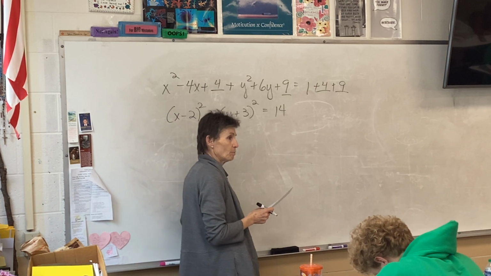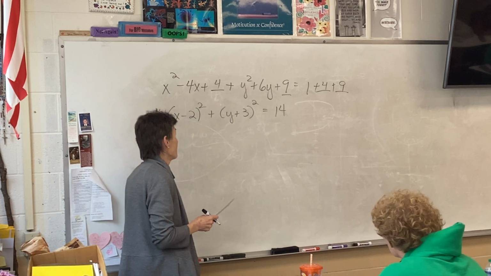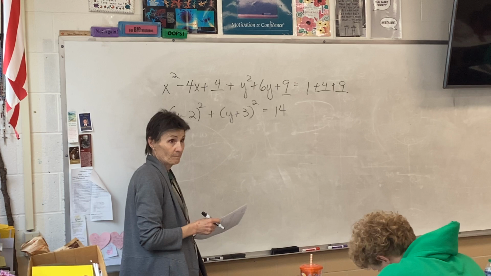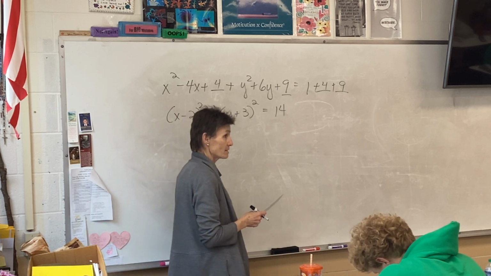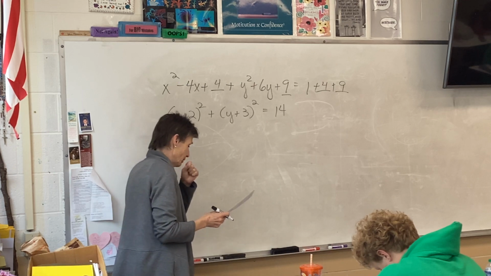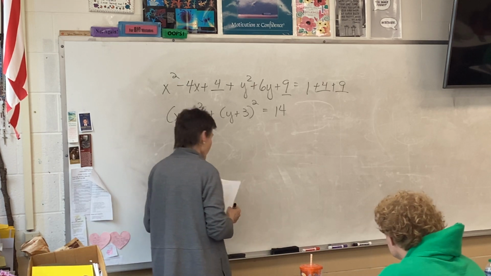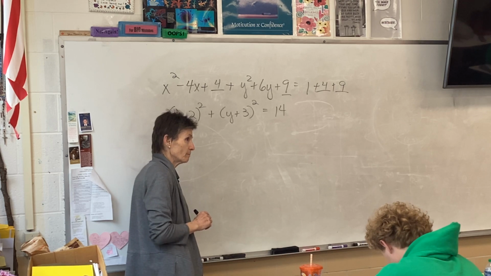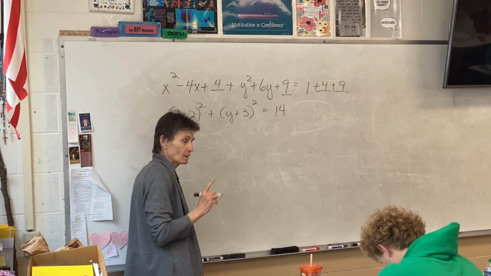Where did you end up with your center? 2, negative 3. And your radius is the square root of 14. Okay? Guaranteed test question. Everybody's gotta get it right.